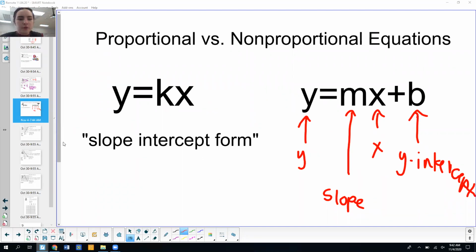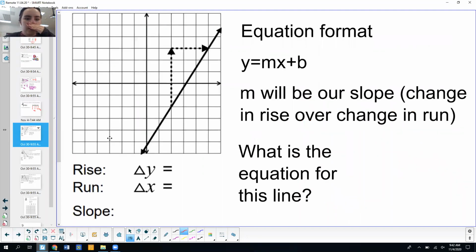All right, so the difference between these, I'm going to show you here. Notice that this line right here is not going through the origin. It's a straight line, but it's not going through the origin, which means it is not a proportional relationship. So for non-proportional relationships, we're going to use this y equals mx plus b formula. We're still going to do the same thing we did before. We're going to find our rise over our run to calculate slope.